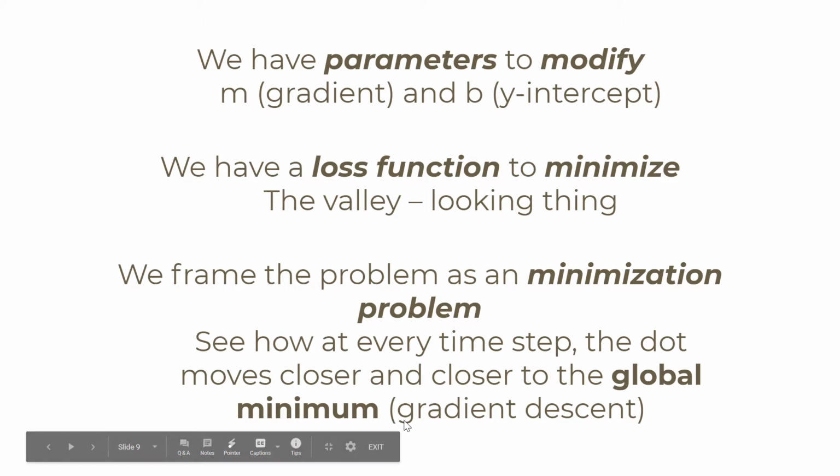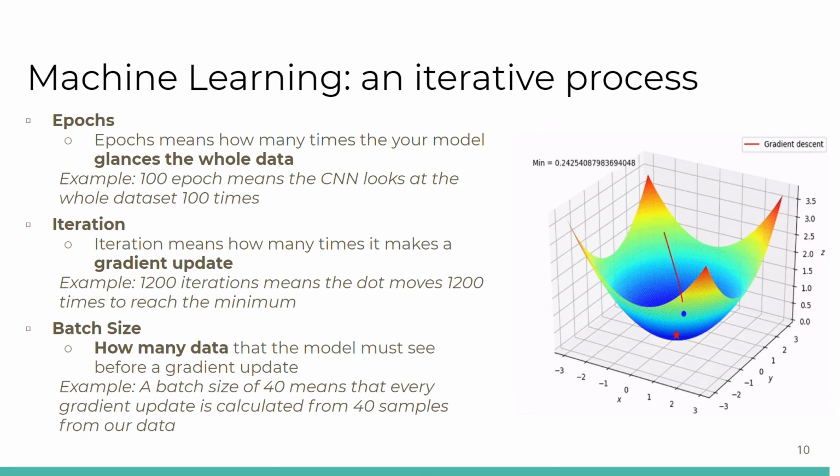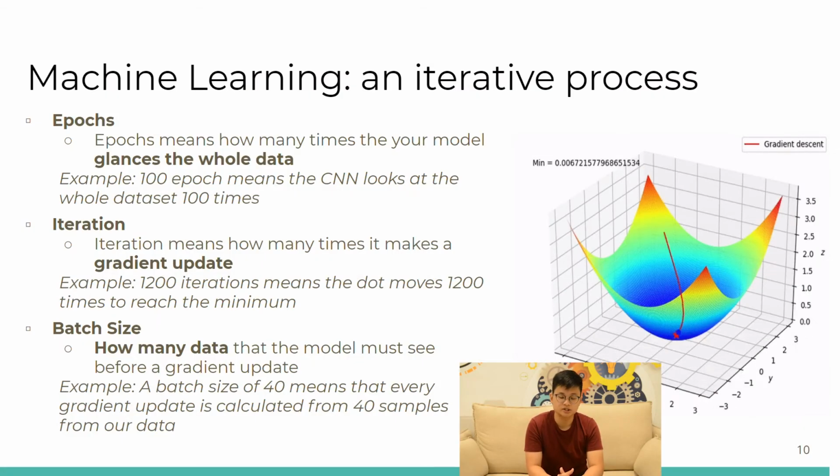Okay. So this is an iterative process. Machine learning is basically an iterative process. Before moving on, I would like to go through several jargons that might be useful for you. You have epochs, you have iteration, and you have batch size. Epochs, in the context of machine learning, means how many times your model has seen the whole data. For example, 100 epochs means the CNN looks at the whole data set 100 times. So we went through the data set 100 times.